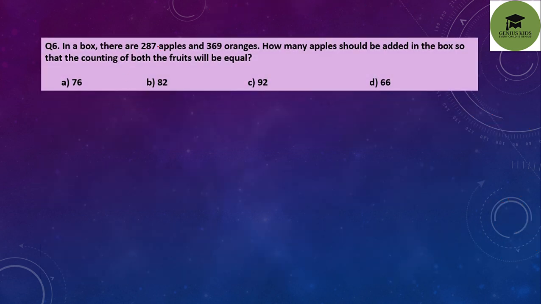In a box, there are 287 apples. Okay. So in there is a basket. There are 287 apples and 369 oranges. So what will be actually written here? How many apples should be added in the box so that the counting of the both fruits will be equal? So how many apples need to be added here that will be equal to the number of oranges? So this is 287 plus some apples that equal to 369. So we need to do 369 minus 287, and that will give you 82. So the answer is B, 82.